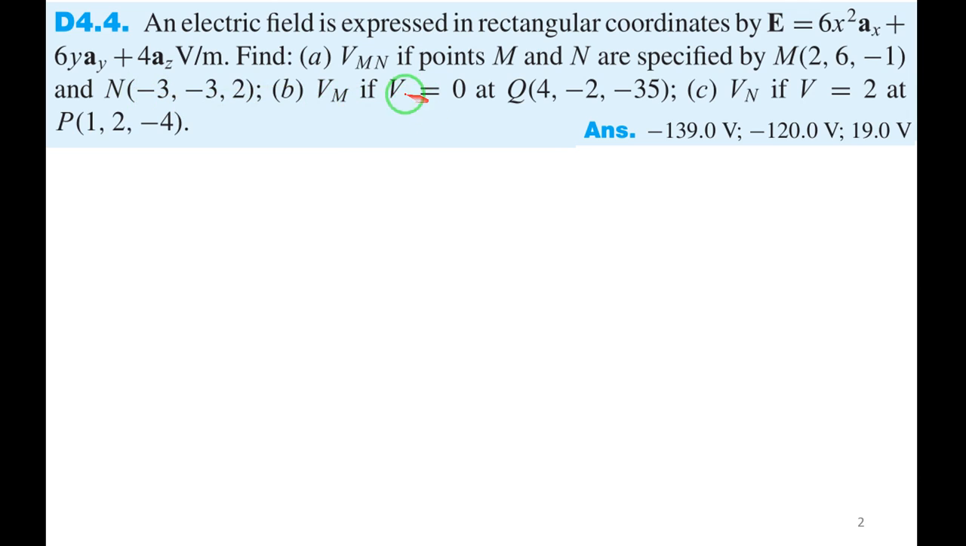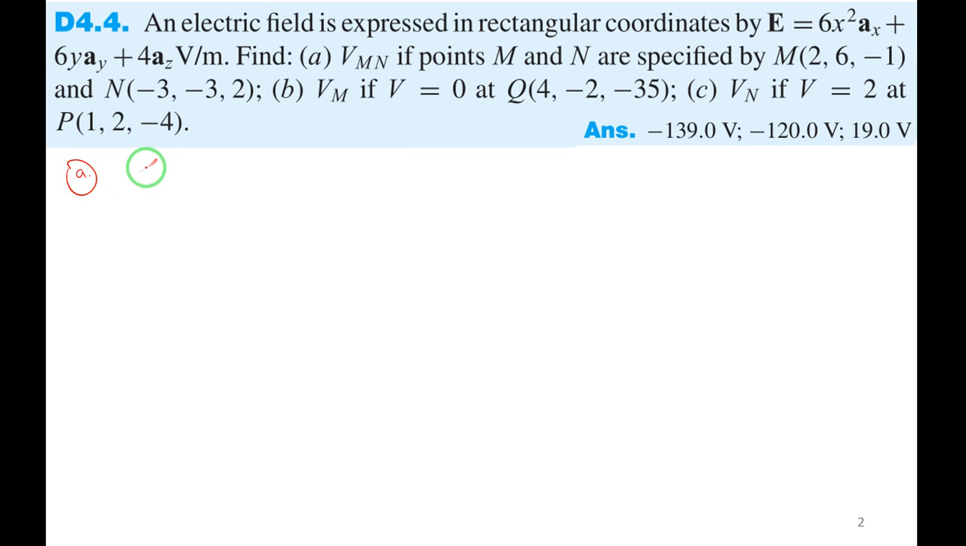If V is equal to 0 at so and so Q, this is the reference, right? So the reference is given and they have asked to calculate the potential at point M. Then in part C, they have asked the potential Vn at point N, if V is equal to 2 volts at P of 1, 2, minus 4, right? We'll solve one by one. But for this problem, we'll make use of the formula of potential difference. Then we will calculate the potential at each and every point, whatever they have asked, right? Okay, we'll start with part A.